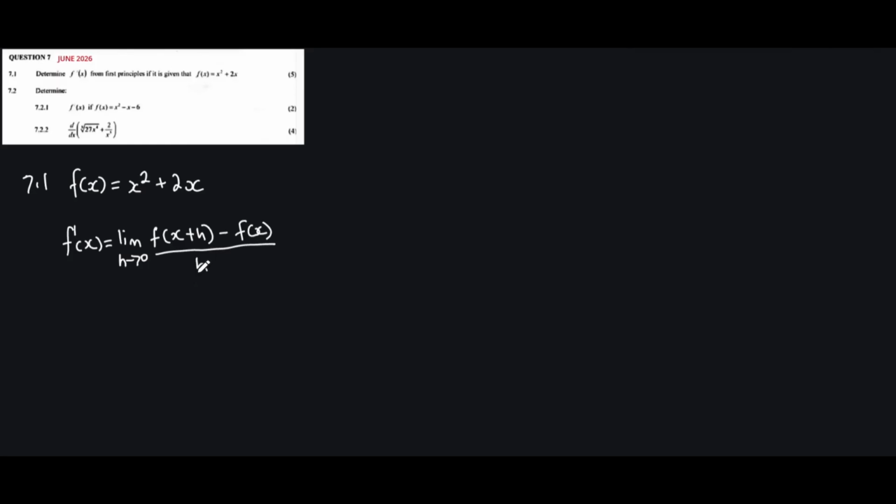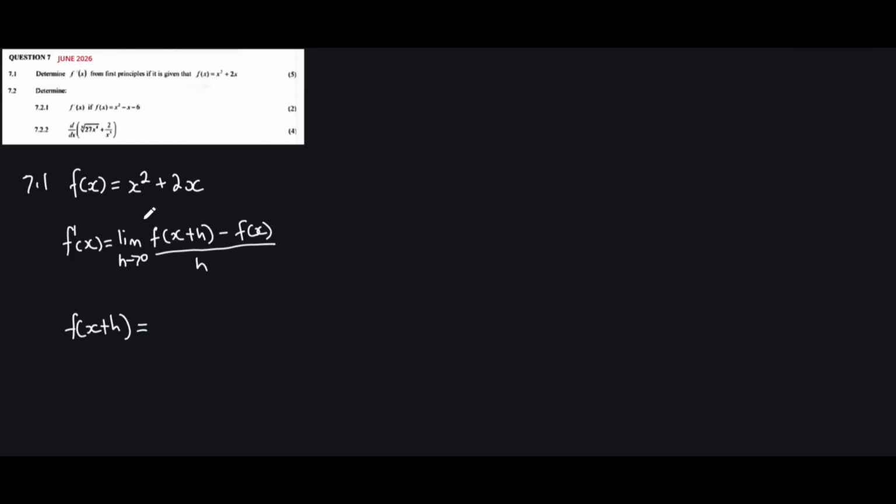So first thing that you have to do, you have to find your f of x plus h and your f of x. You know your f of x, it's that function which is given there. So let's go and find our f of x plus h. What are you going to do to find this? You just go to your original function. Everywhere where there is x, you are going to replace that x with x plus h, right?